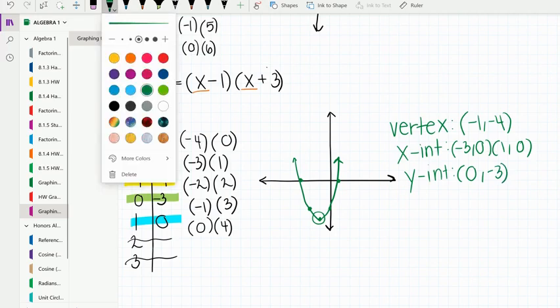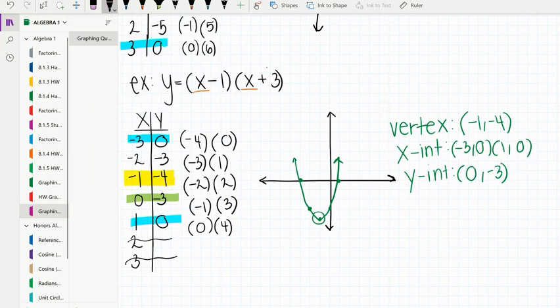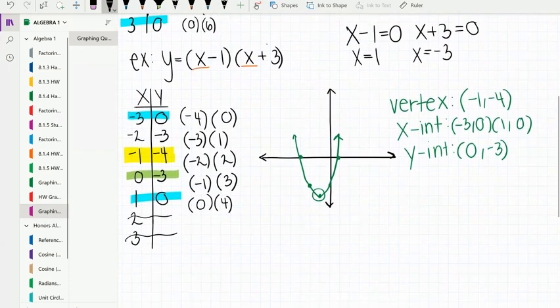All right, so this is where we need to figure out, well, how do I know what points to plug in? So one connection that we should be making is that if I were to solve for these factors, x minus 1 equals 0 and x plus 3 equals 0, then I would get x equals 1 and x equals -3. Now, what I just found was my x-intercepts, because in order to find an x-intercept, you have to make y equal to 0. Well, this tells us that if we have the factored form, we can find the x-intercepts.